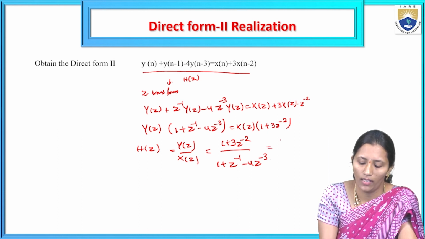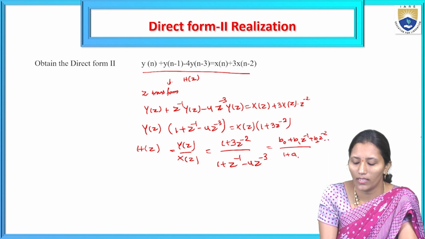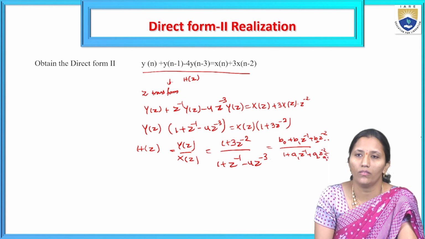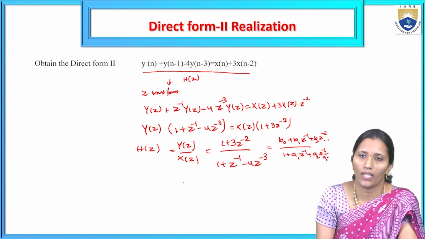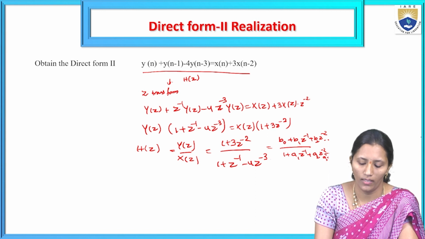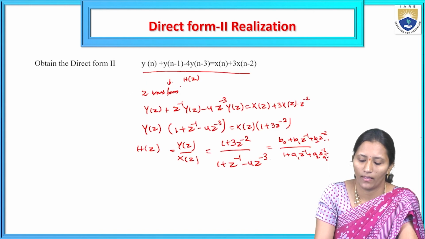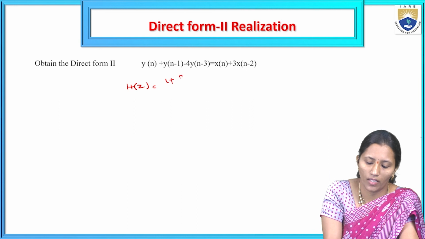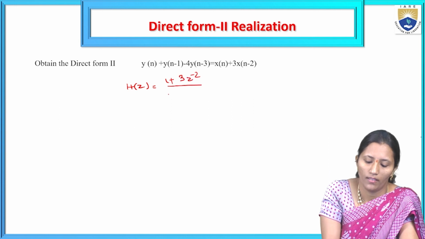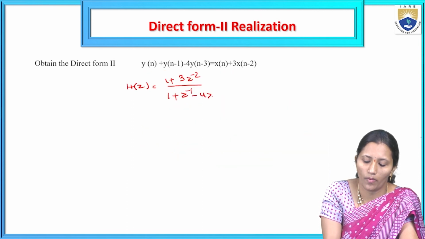So here this is like b0 plus b1 z power minus 1 plus b2 z power minus 2, over 1 plus a1 z power minus 1 plus a2 z power minus 2 plus a3 z power minus 3. So from this transfer function we have to realize the difference equation into a block diagram. The transfer function we got here is 1 plus 3 z power minus 2 by 1 plus z power minus 1 minus 4 z power minus 3.